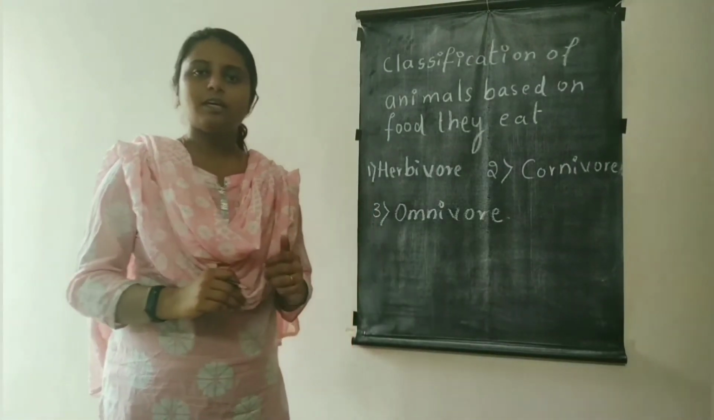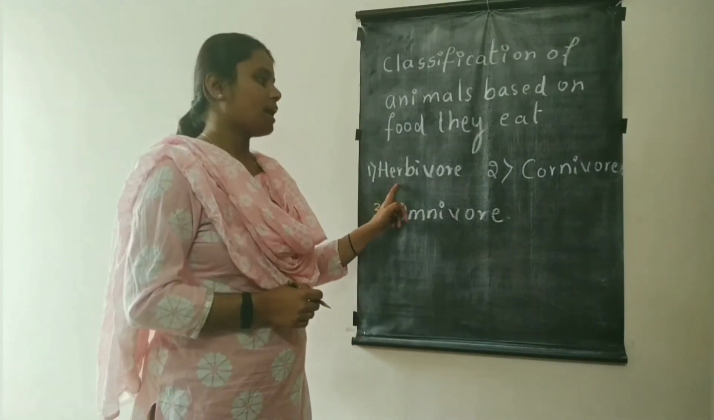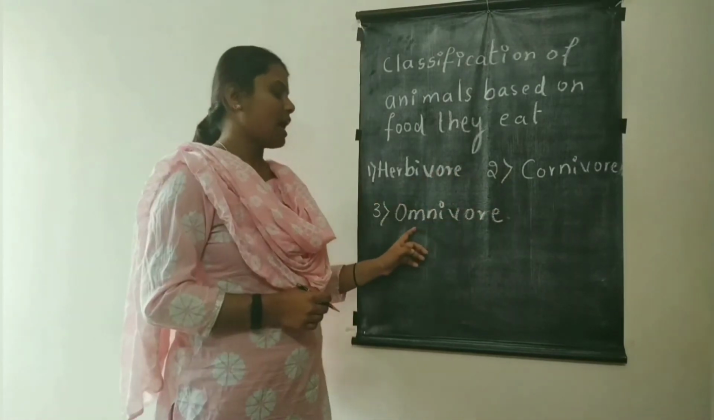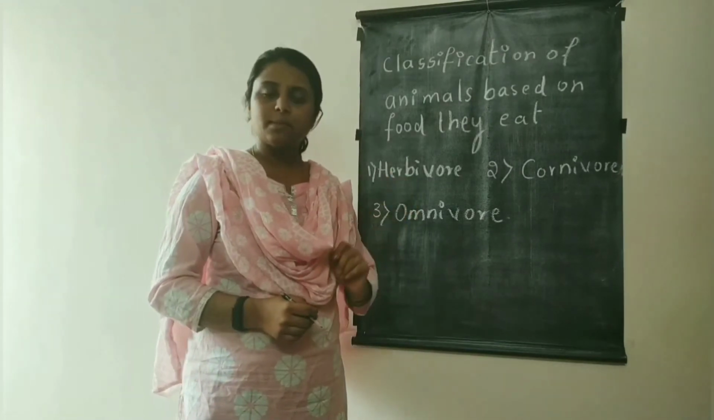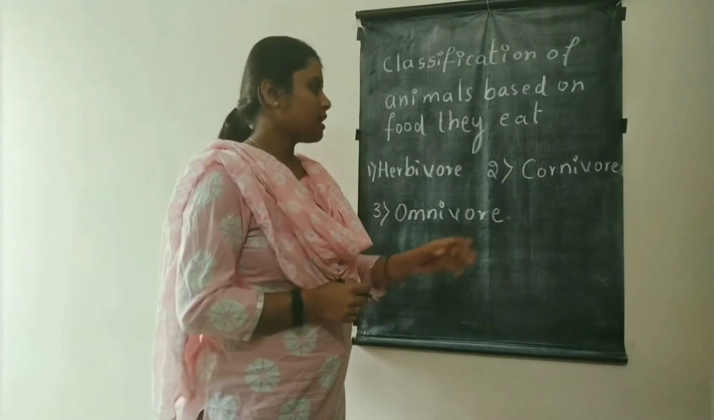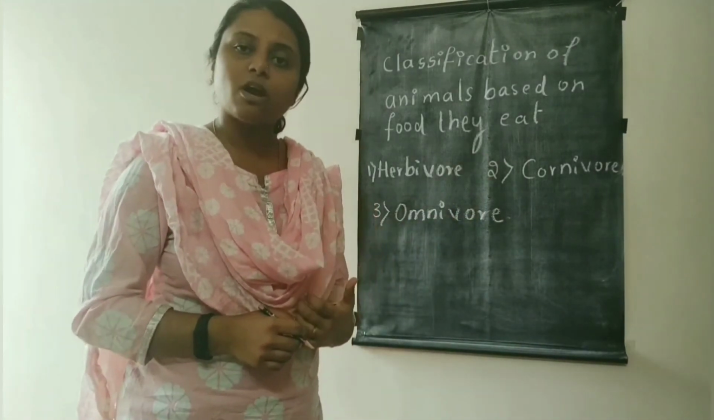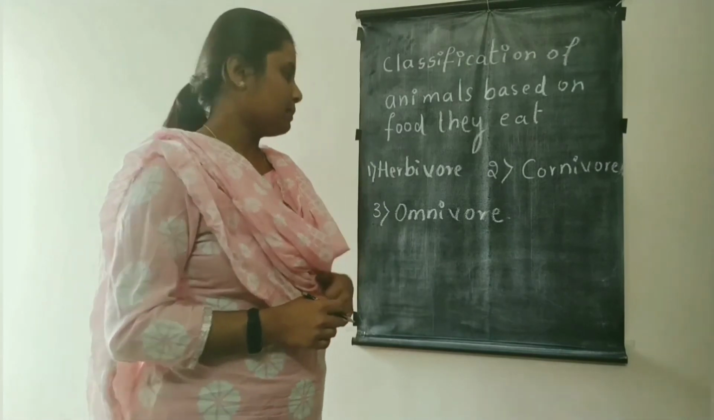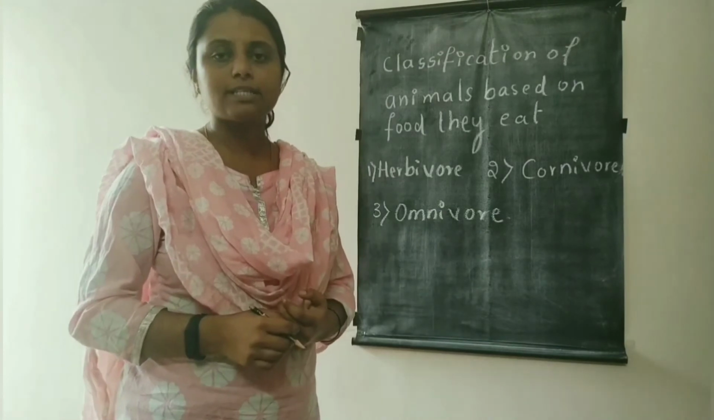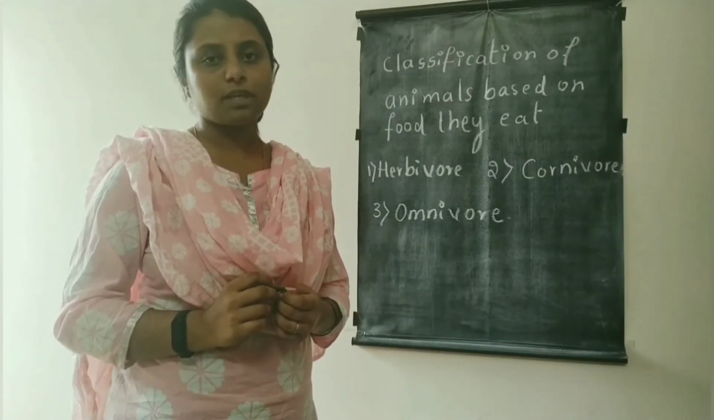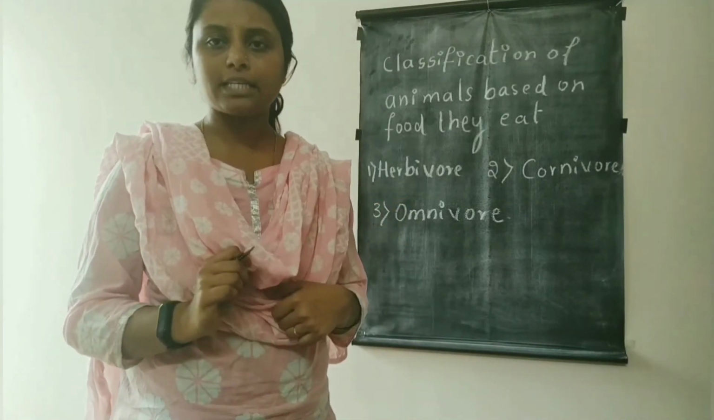Based on the food animals eat, they can be classified into 3 types. They are herbivore, carnivore and omnivore. Herbivores are the animals which eat plants and plant products. Carnivores are the animals which eat only the flesh or meat of other animals. Omnivores are the animals which eat both plant products and the meat of other animals. Based on this concept, we will do a small activity.